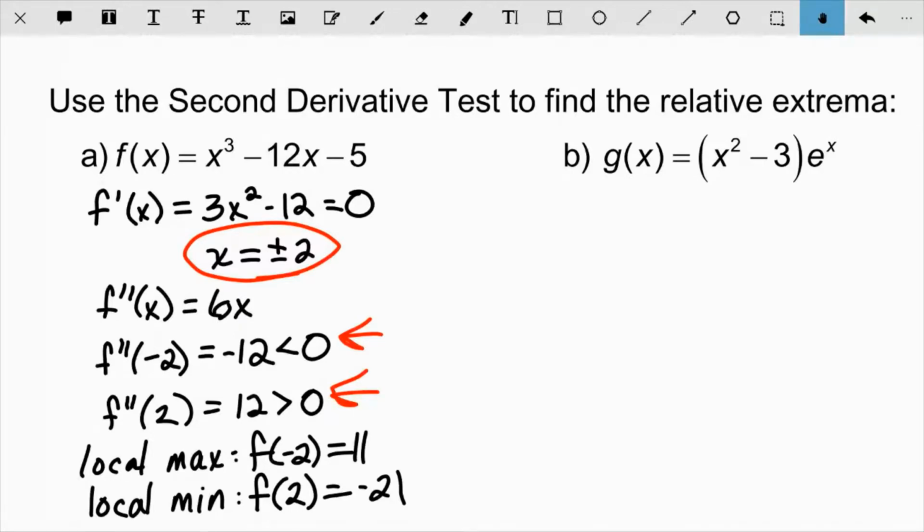So I showed you a pretty simple example. What I want you to do is try this next one. You can use that first one as a model, but try this next one where we have g of x equals x squared minus 3 times e to the x, and use that second derivative test to determine whether you have a maximum or a minimum at those points where the derivative is equal to 0. So you can pause the video, work through that problem. When you come back, I'll show you the solution.